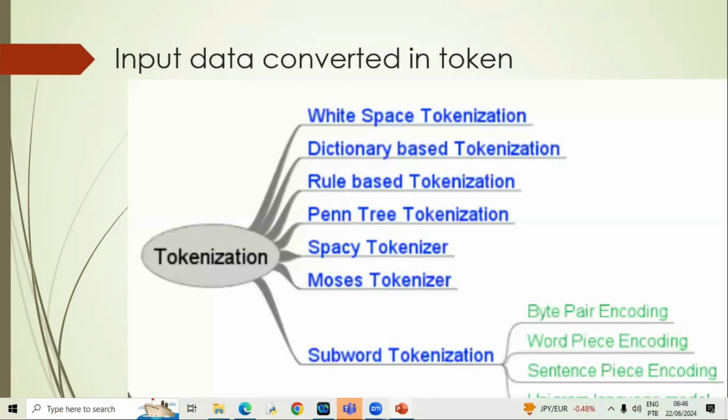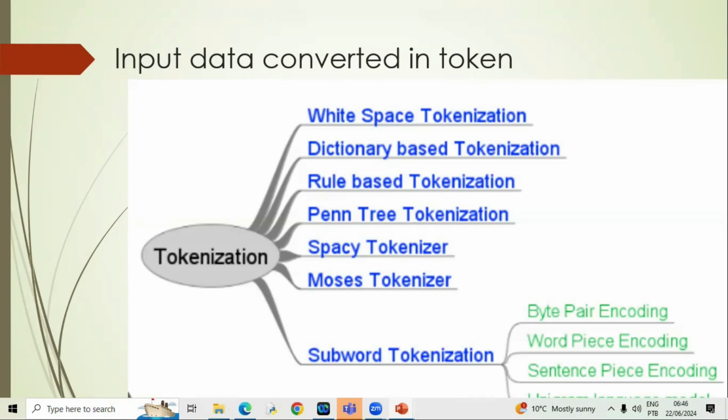So when we do the tokenization, exactly what are the processes we do? We do white space tokenization. Most of the time the words are separated with space. In some languages, it may not be separated. They are all clubbed together. But in most languages, the words are separated by space.